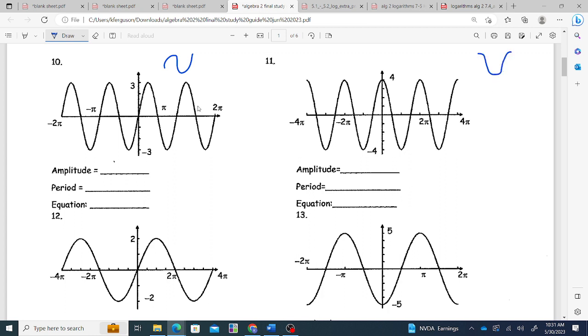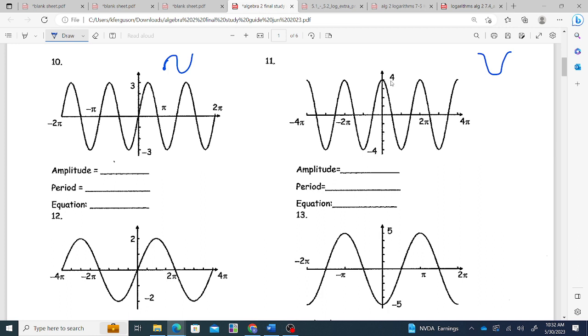Real quick, the sine graph looks like a sideways Z or a weird-looking backwards S. Like Jada said, it starts at the origin. It starts at the origin and gives you either a backwards S or this weird sideways Z.